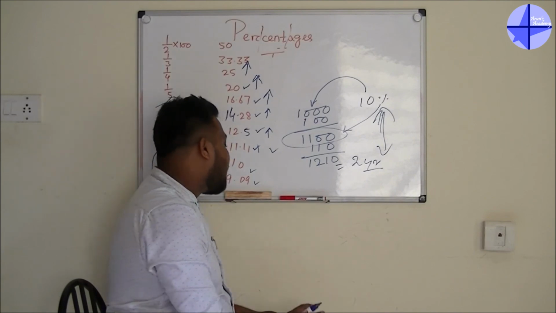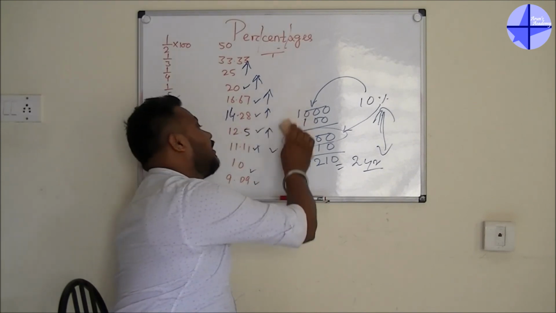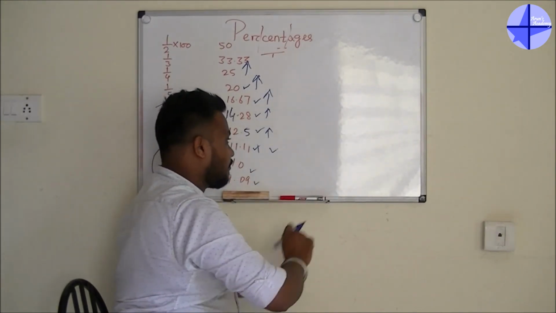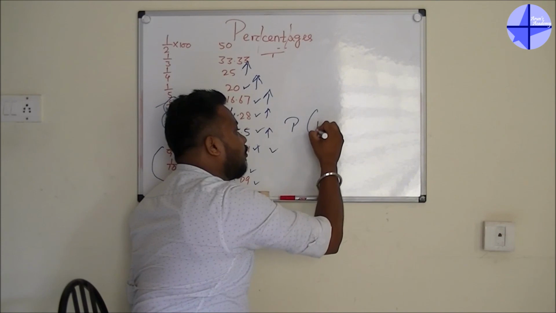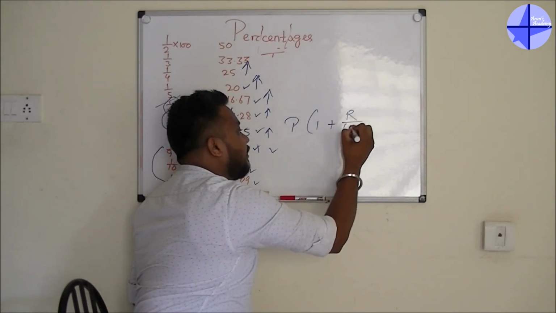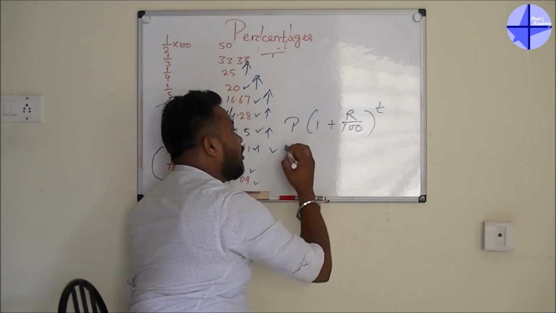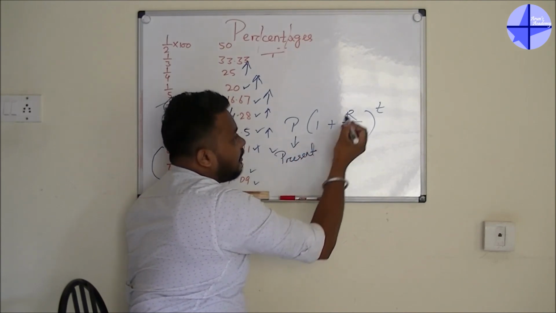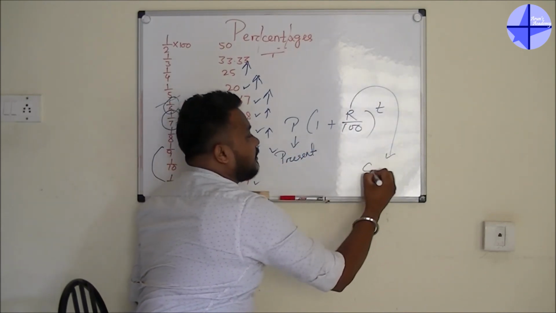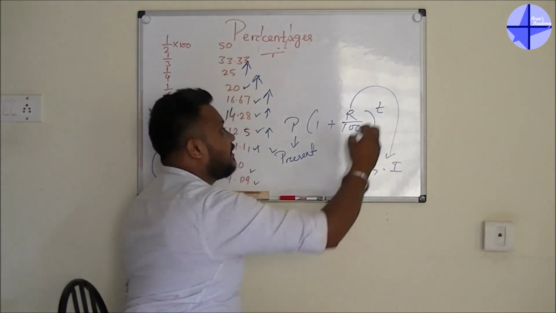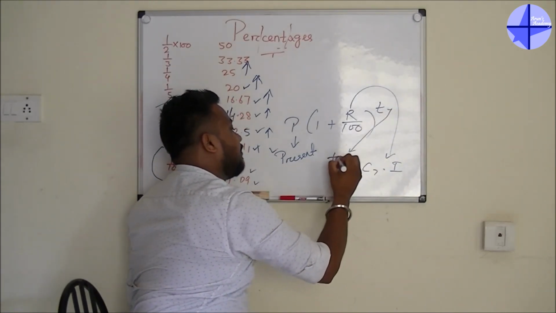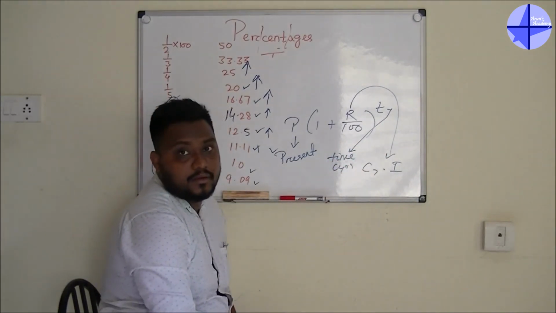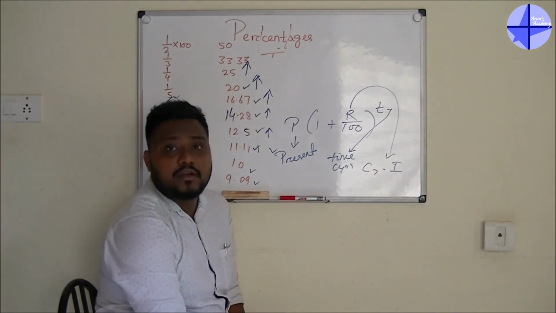For that we have a particular formula, okay, and the formula is P0 into 1 plus R by 100 to the power T, where P0 is the present population, R is the gradual increase percentage, and T is the time in years. Okay, so this is your type number 4.